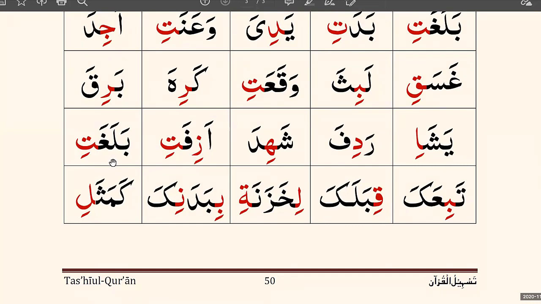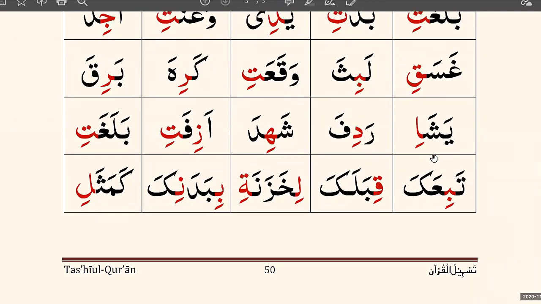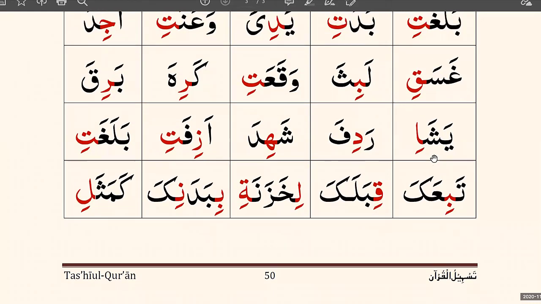And now this, 4 letters? Balaghati. Balaghati. Okay, and this? Yasha'i. Now, say again. Yasha'i. Yeah, this alif is only an E sound. Yasha'i, that's fine. Good. Okay, that's good. And another person, please.